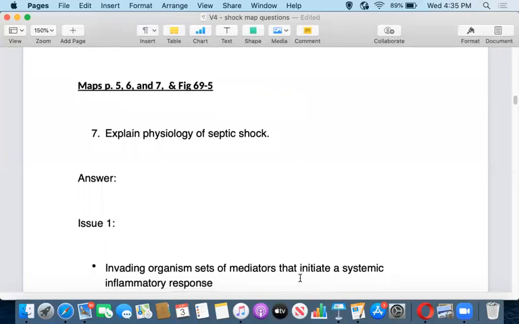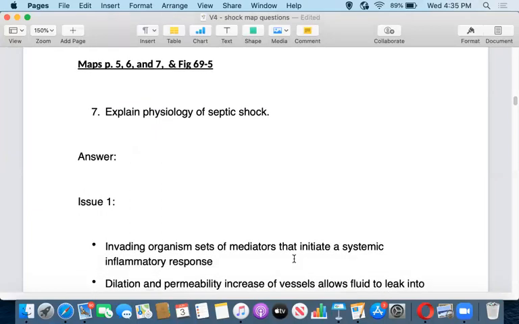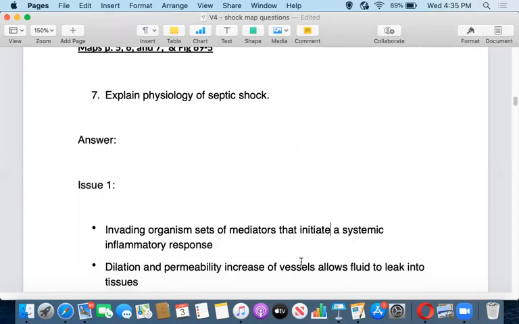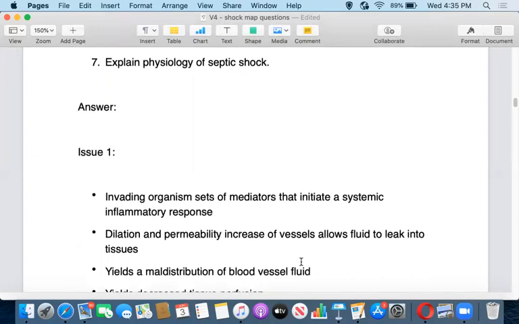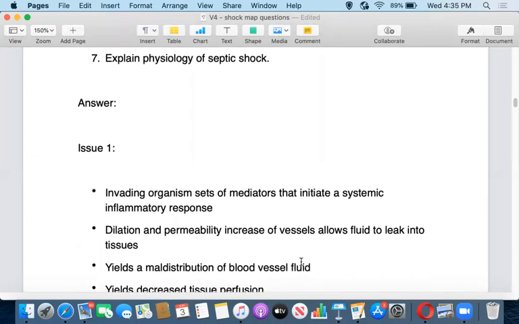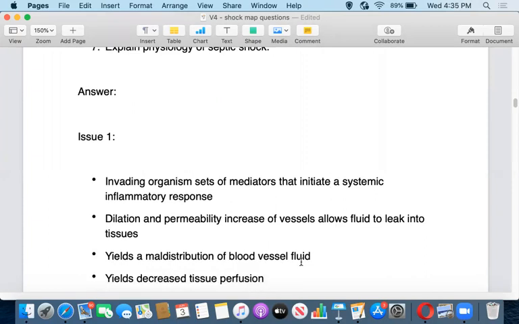We know that that means dilation and permeability to the vessels. We've seen this time and time again. Fluid leaks out into tissues. So we end up with this maldistribution of blood vessel fluid in the tissues, yielding decreased blood pressure in the vessels, leading to decreased tissue perfusion. So that's issue number 1.